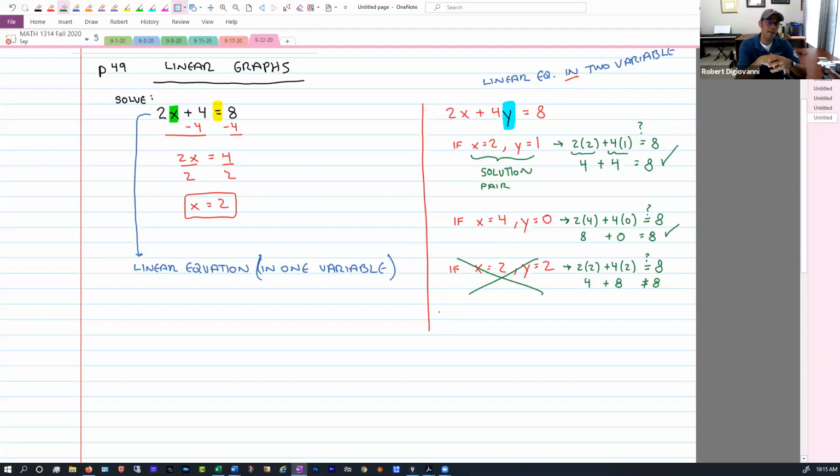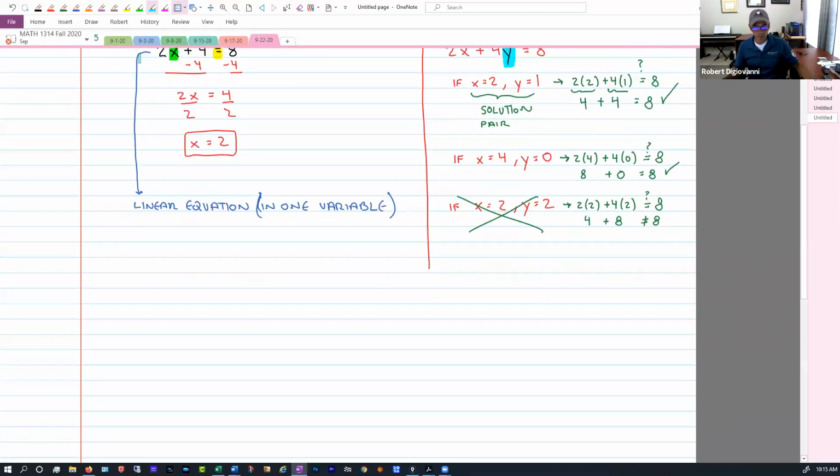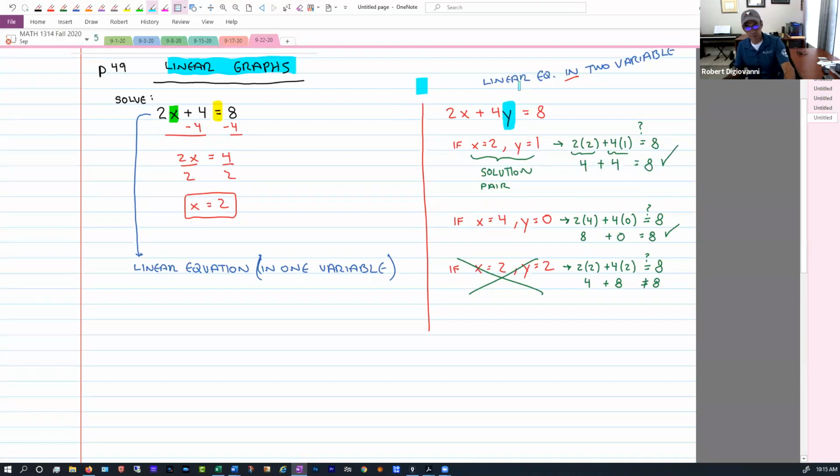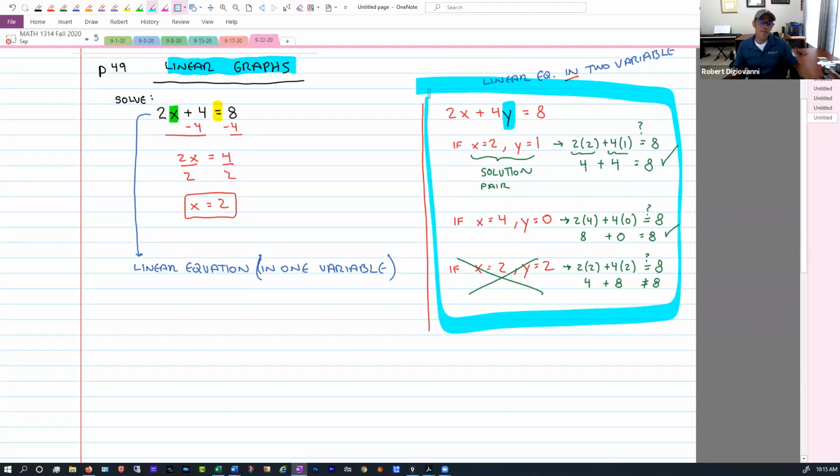So is there a way that we can represent these answers in a way that you can see all the answers at the same time? And the answer is yes, we can. And that's where the whole idea of a linear graph comes from. A linear graph is just a visual representation of all of these answers, the infinite set of answers. So what we do, I'm going to stick with this example. I'm going to try and visualize these solution pairs.